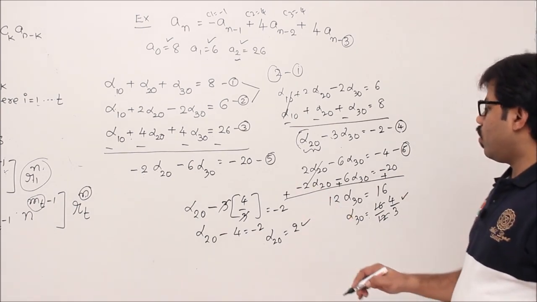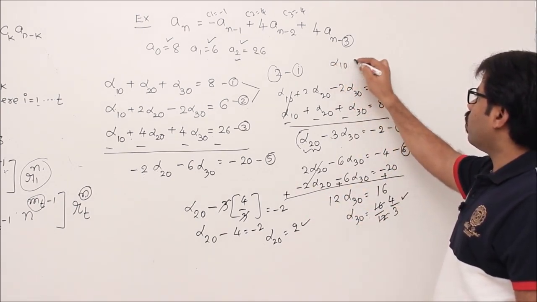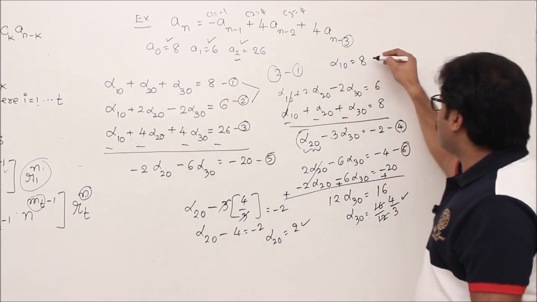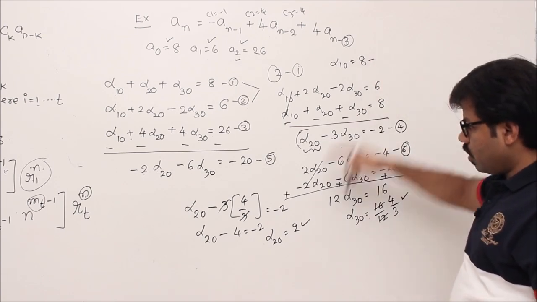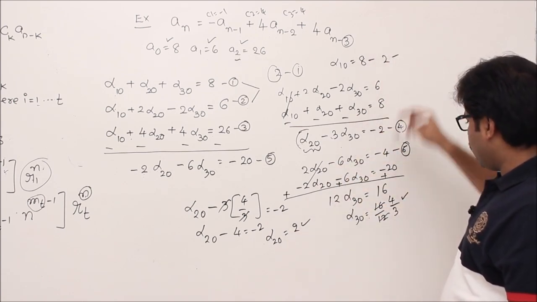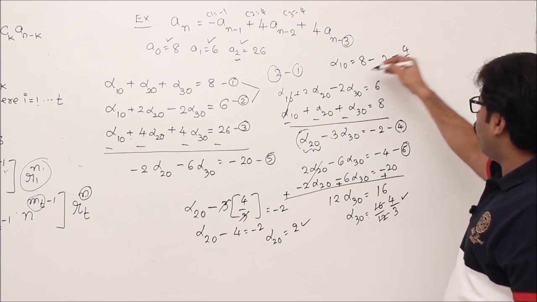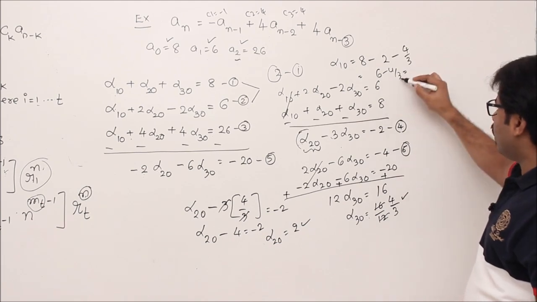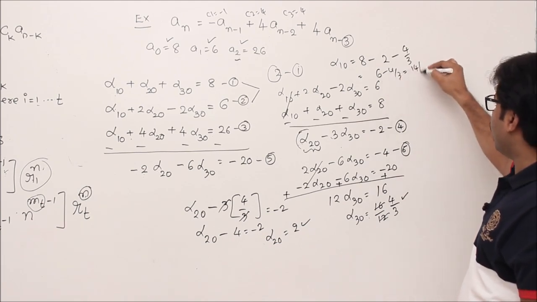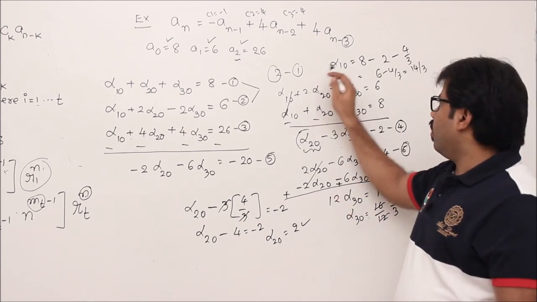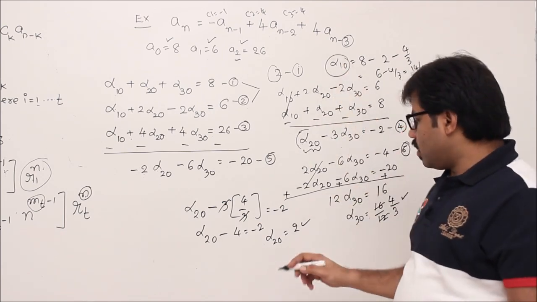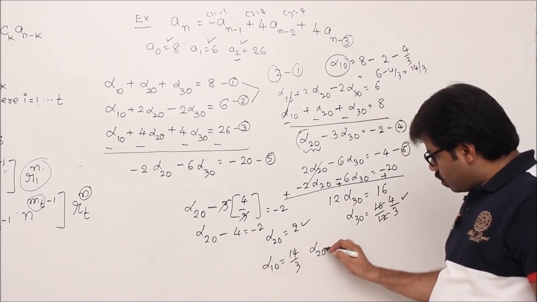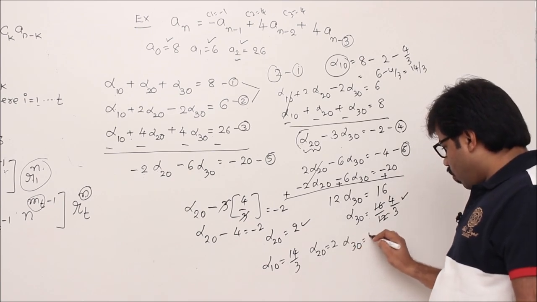So alpha 1 0 we have to find out. Alpha 1 0 equal to 8 minus alpha 2 0 minus alpha 3 0. What is alpha 2 0? 2. Minus, what is alpha 3 0? 4 by 3. If I do, you get 6 minus 4 by 3, which is nothing but 18 minus 4, 14 by 3. So finally we got one more value, alpha 1 0. So the answers are: alpha 1 0 is 14 by 3, alpha 2 0 is 2, and alpha 3 0 is 4 by 3.